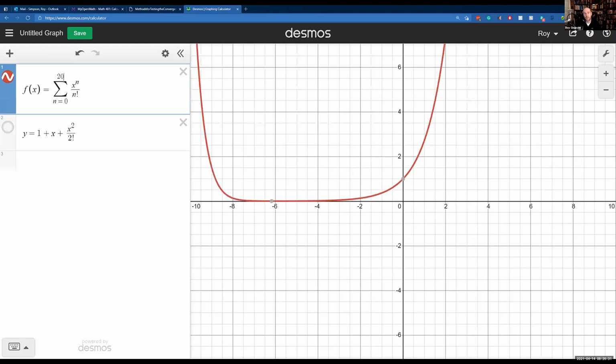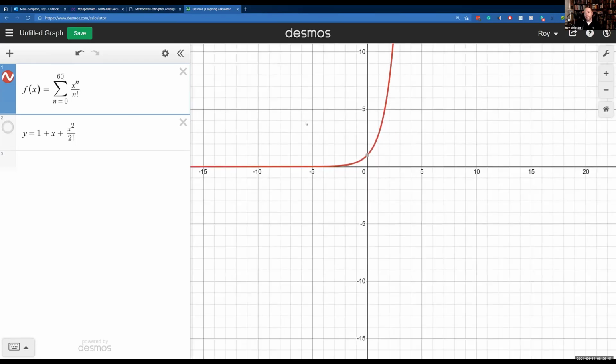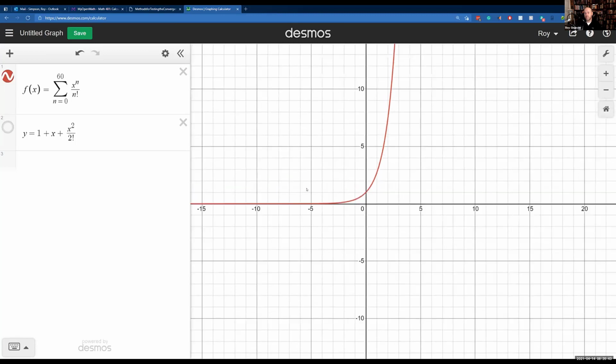What if we sum first? I could break Desmos very easily, so let's not go past 100. So let's sum up the first 60 terms. Let me zoom out. What does that function look like to you?